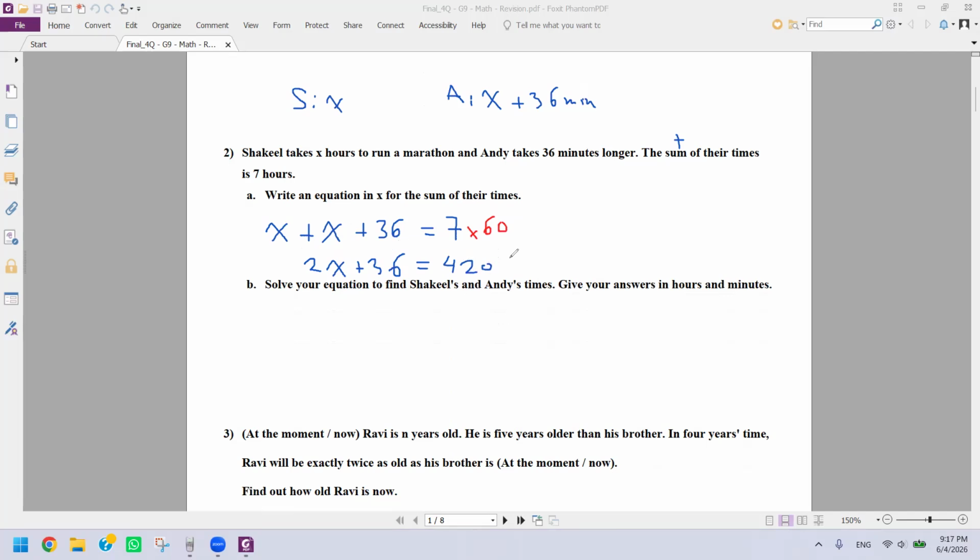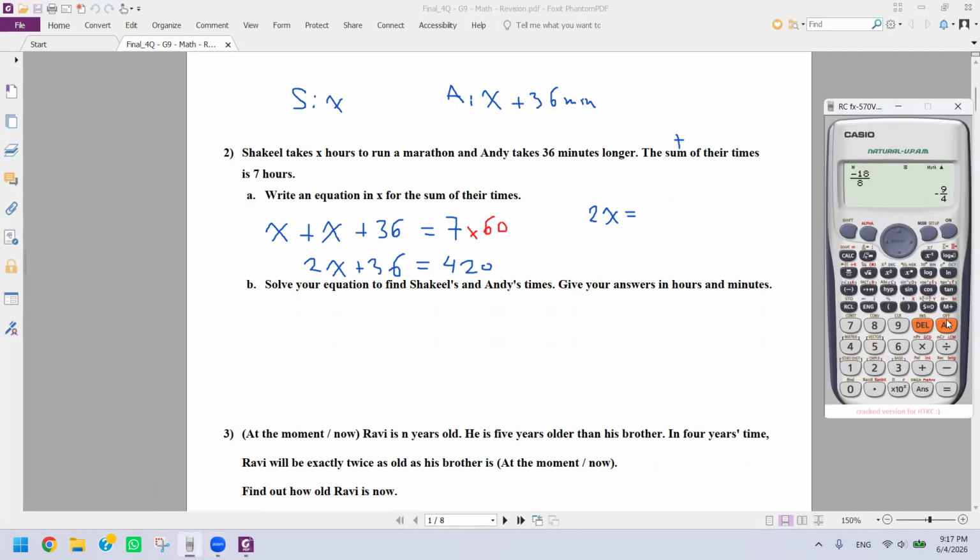Now, take 36 to the other side. You will have 2x equals 420 minus 36 because I took it to the other side. It's 384. Then I don't need 2x, I need 1x. What do I do? I divide by 2, 192 minutes. First part says write the equation, it's this one.